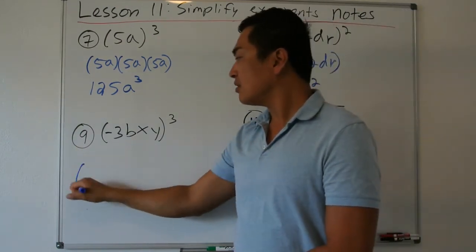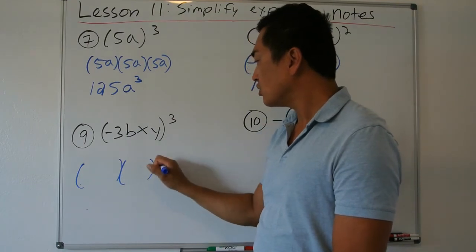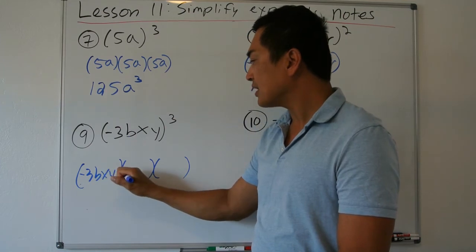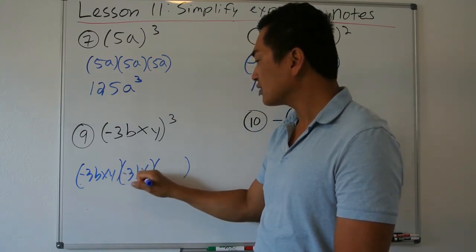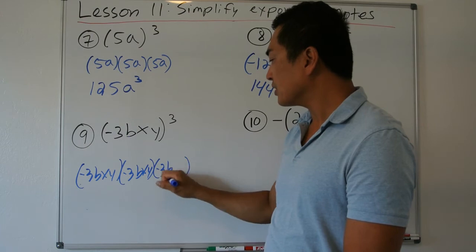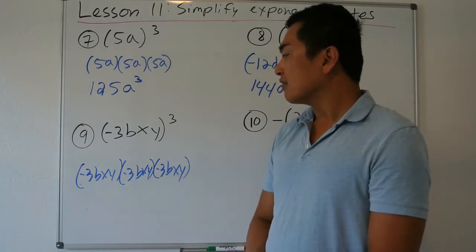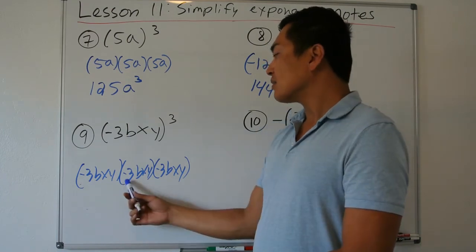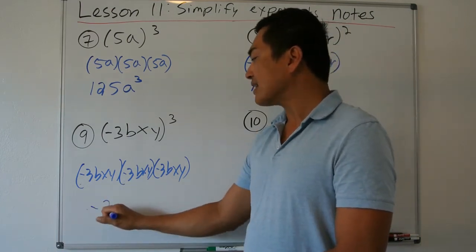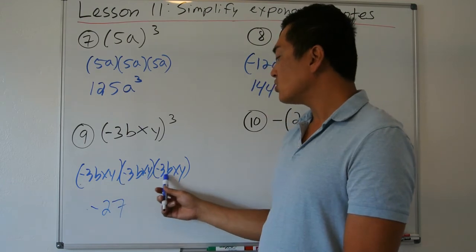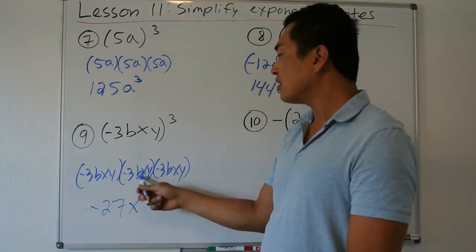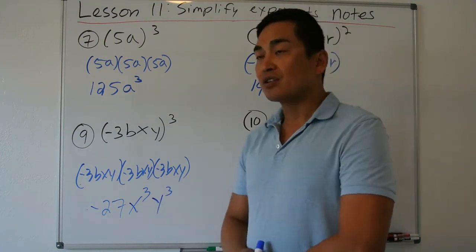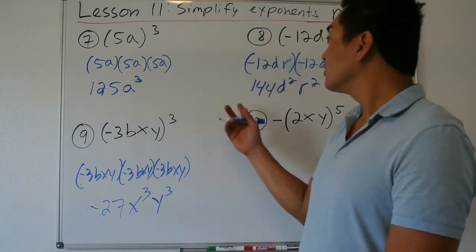Alright, let's move on to number 9. Again, there's 3 of them. 1, 2, 3. -3bxy, -3bxy, -3bxy. Alright? Again, focus on the numbers first. You can multiply a number, you can use a calculator. -3 times -3 times -3 is -27. Again, there's 1, 2, 3, that'll be x to the 3rd power, and there's 3 y's, so it'll be y to the 3rd power. Again, you can't multiply that, you can leave it as an exponent.